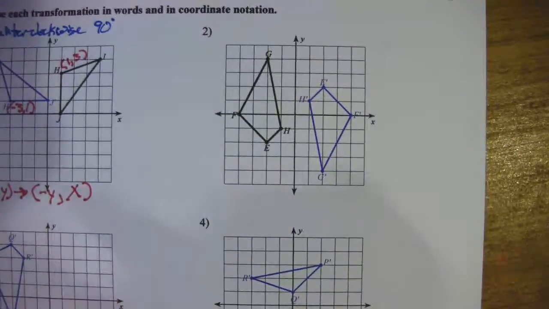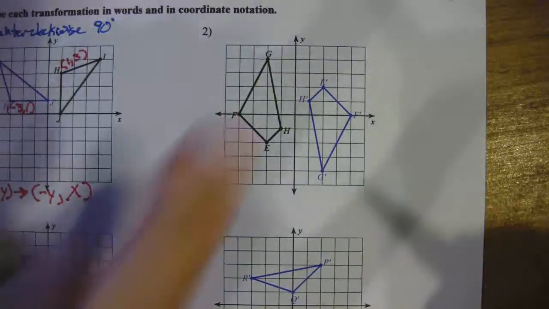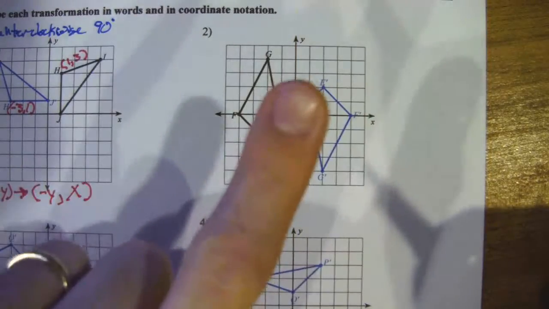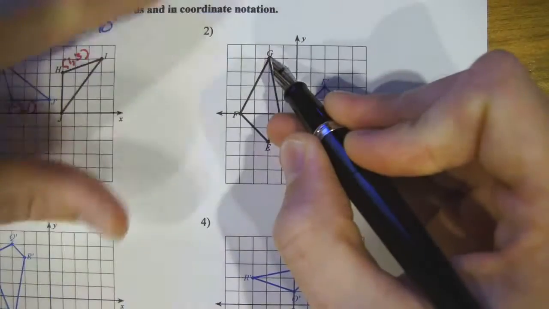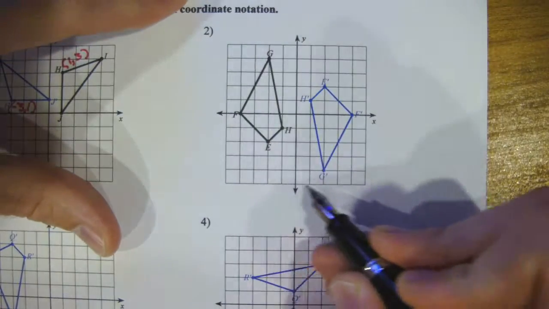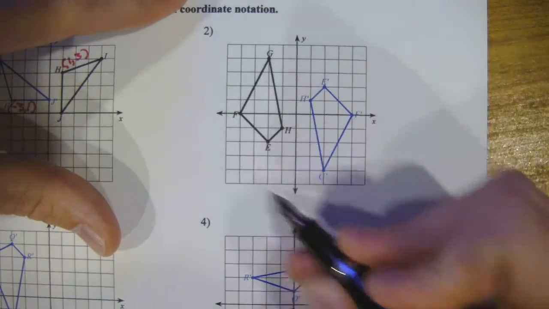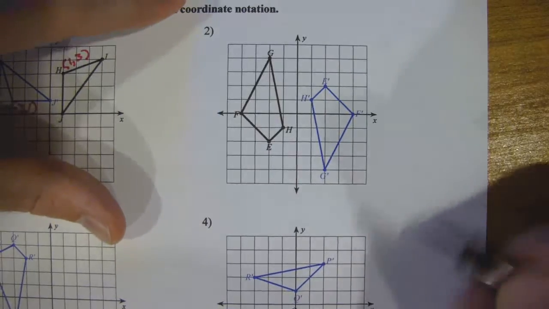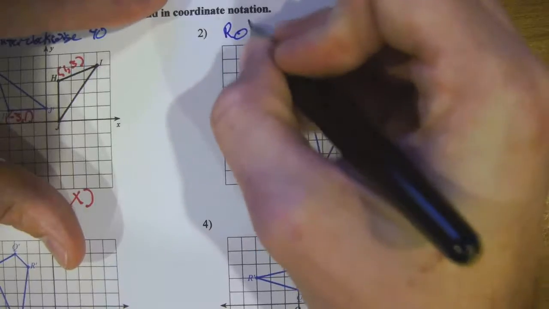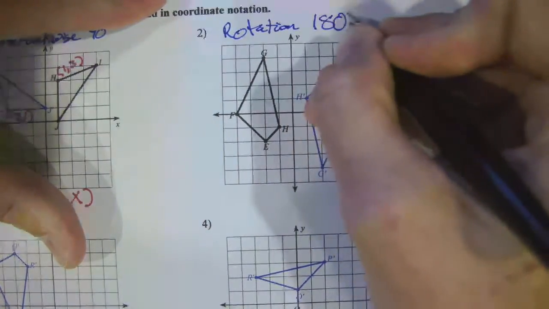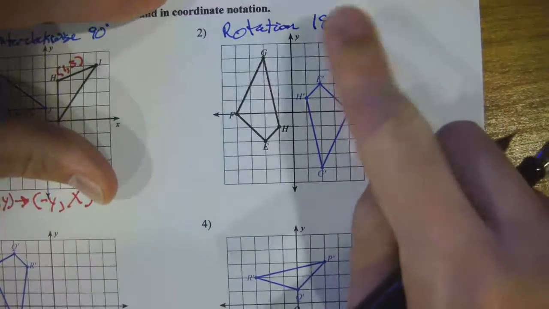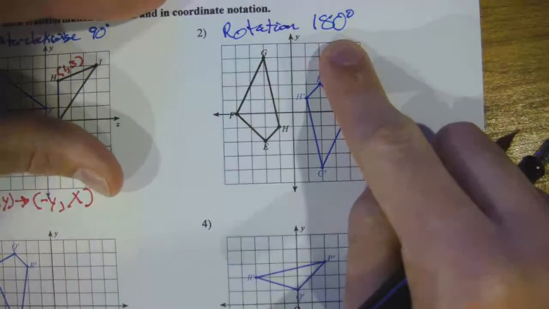Number 2 is sort of odd. Notice we didn't change just one quadrant. We went 2. Take a look. G was here in quadrant 2, and it went through quadrant 3 and ended up in quadrant 4. So that's 2 quadrants it went through. If that happens, this is a rotation of 180 degrees.